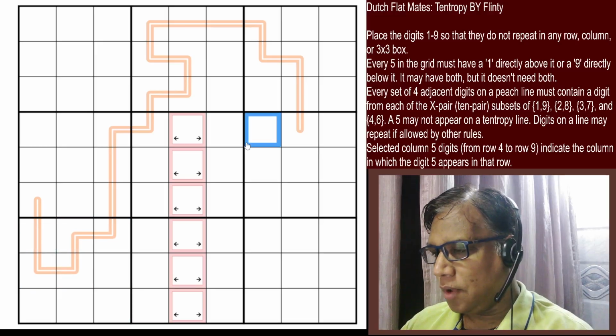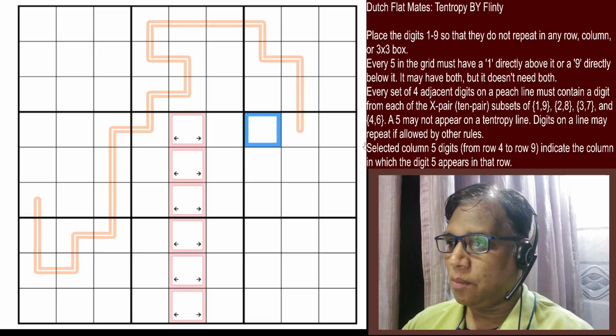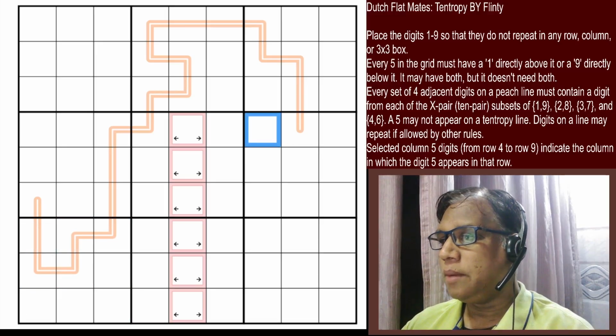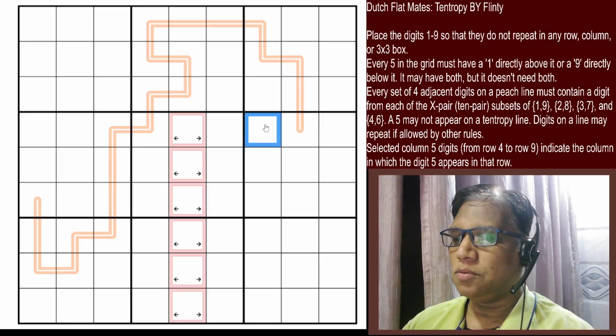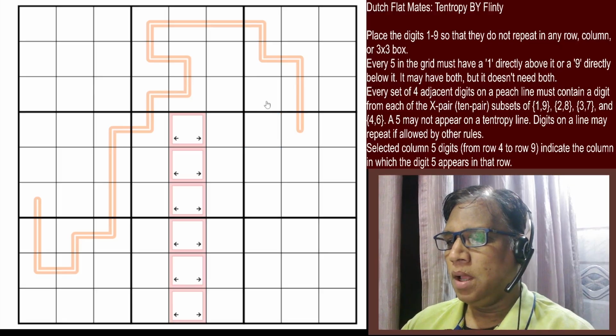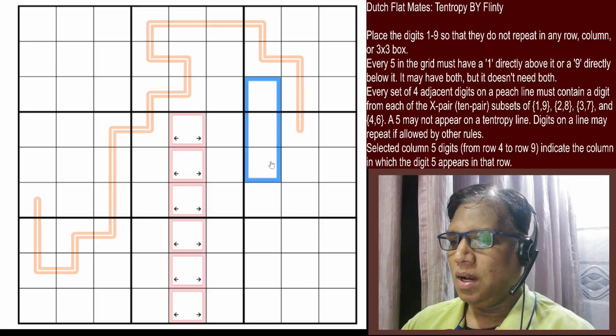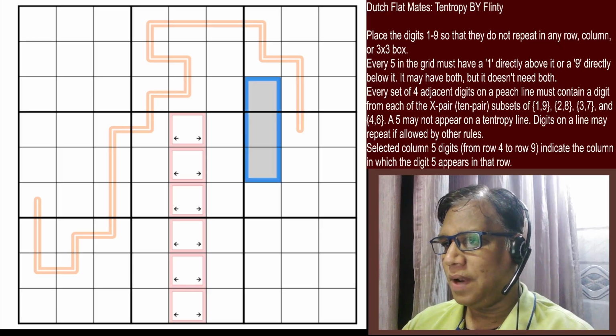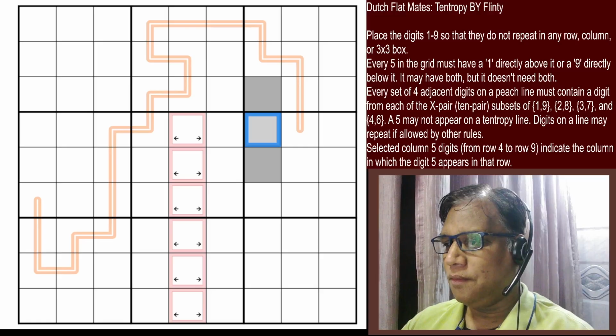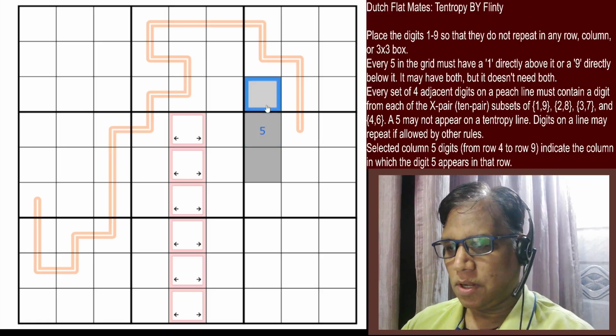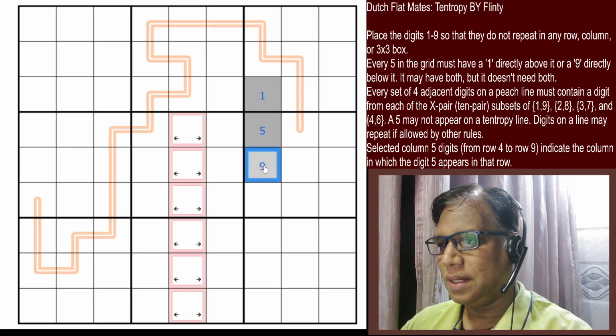Dutch Flatmates. So every 5 in the grid must have a 1 directly above it or a 9 directly below it. It may have both, but it does not need both. So what does that mean? Let me explain Dutch flats, right? So let's assume that this is a building and this is a flat. So if there is a 5 in this building, then it must have 1 on the top or it must have 9 on the bottom.